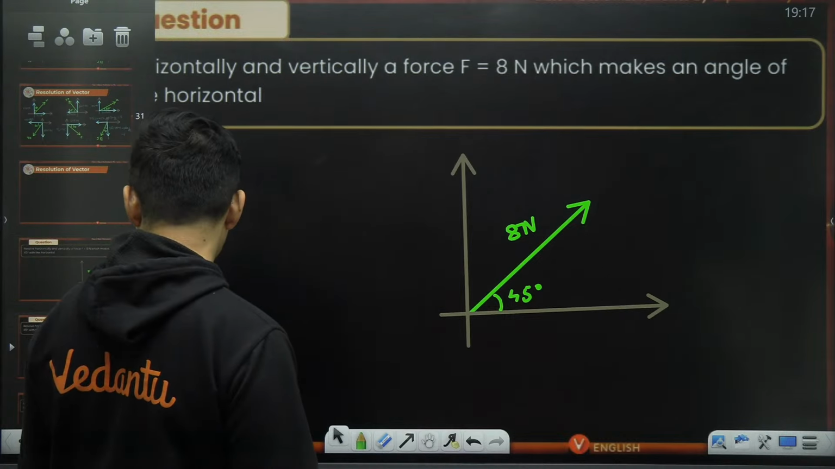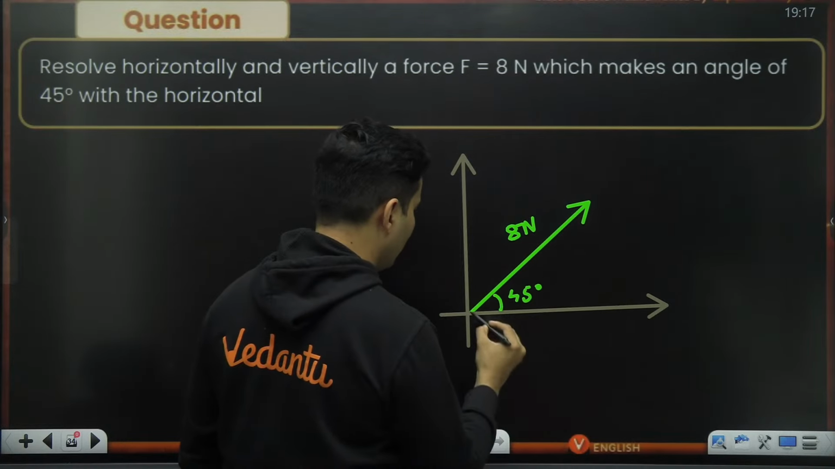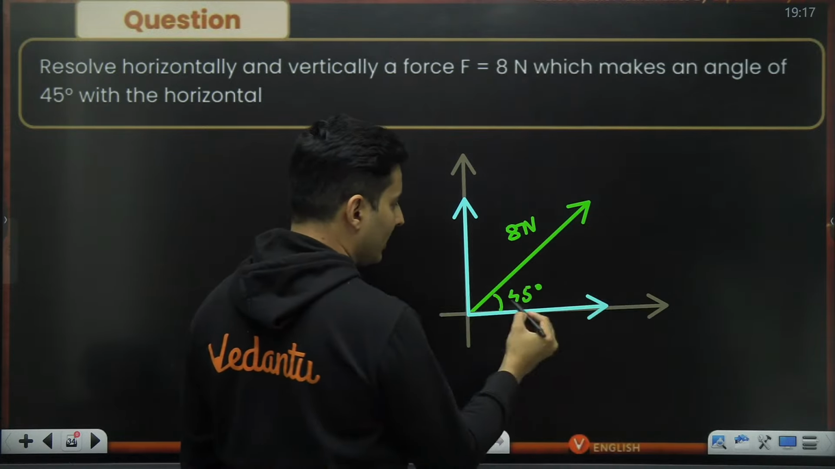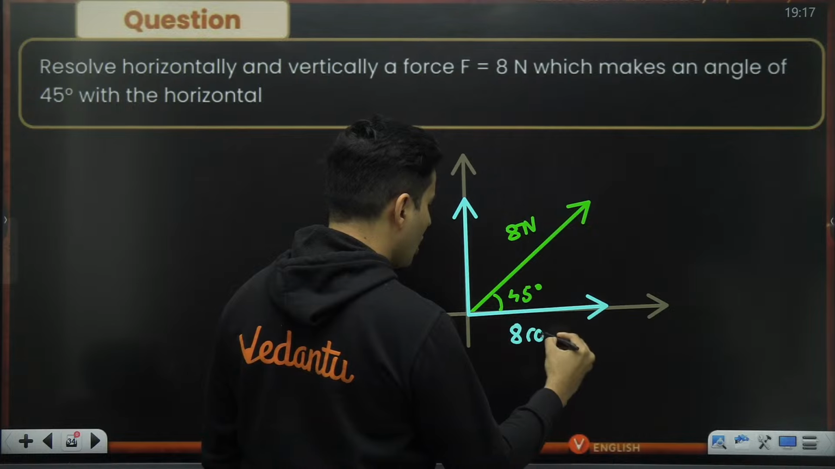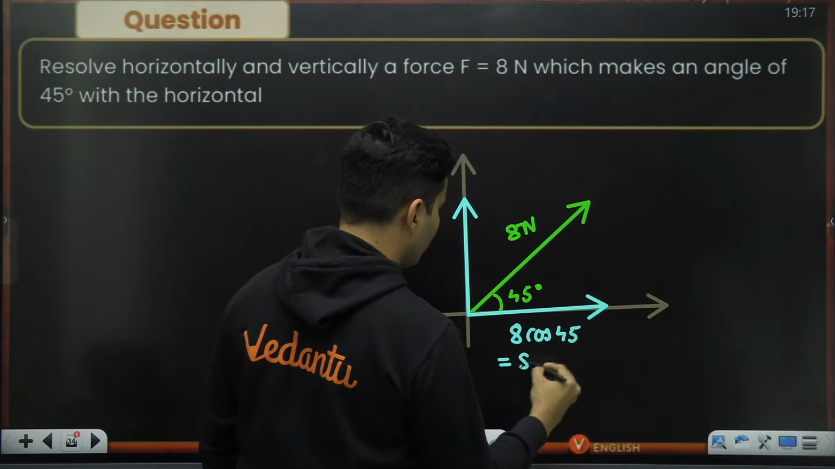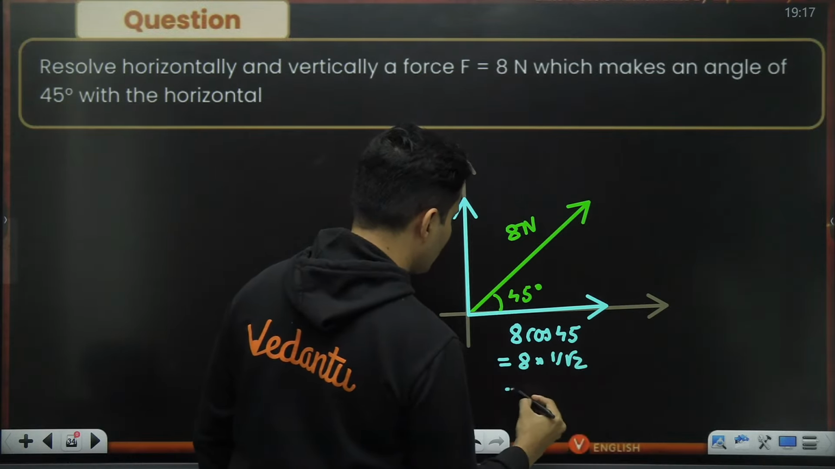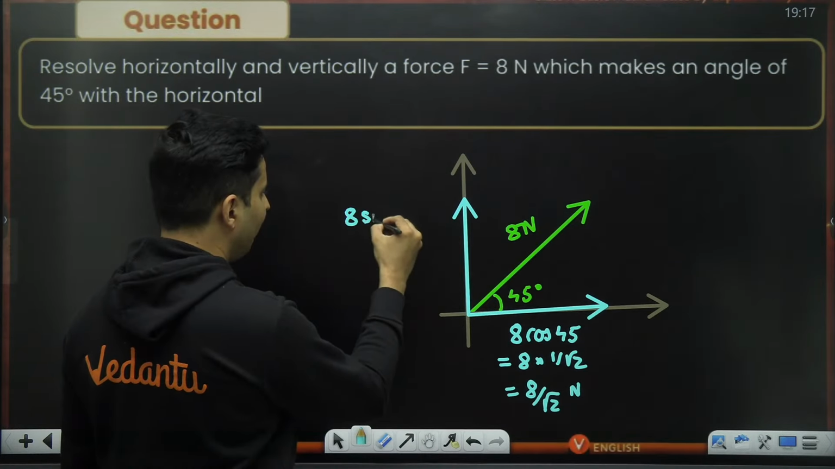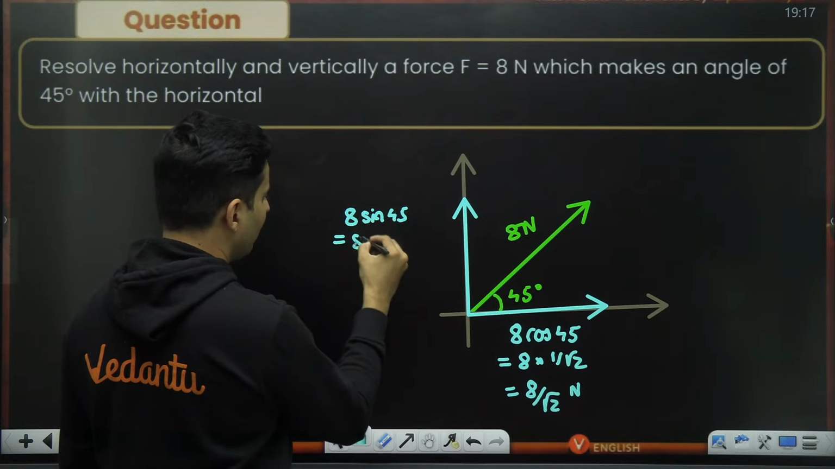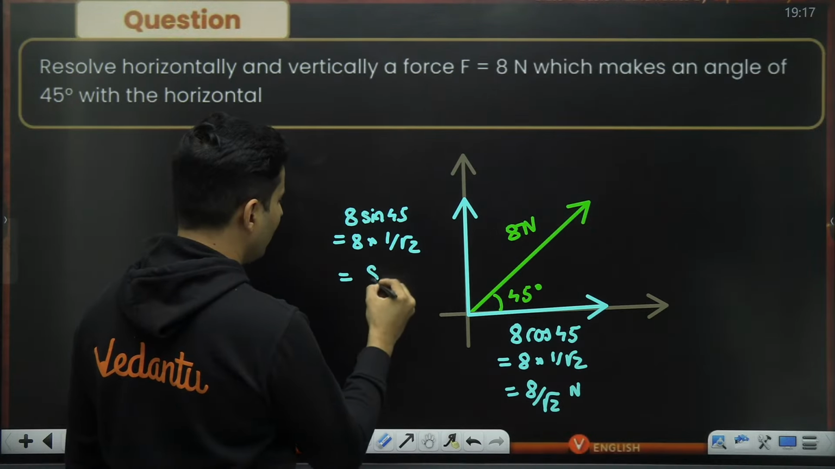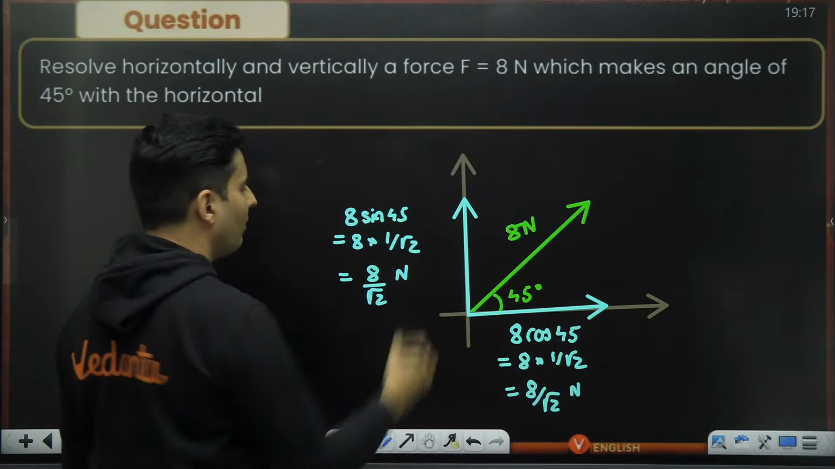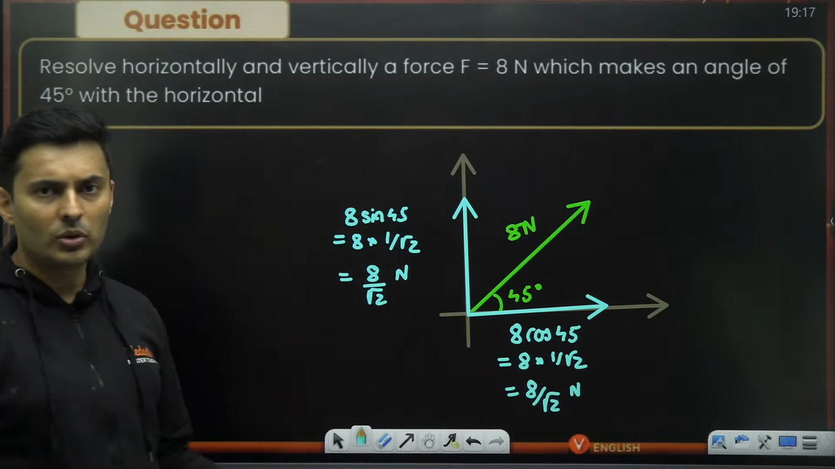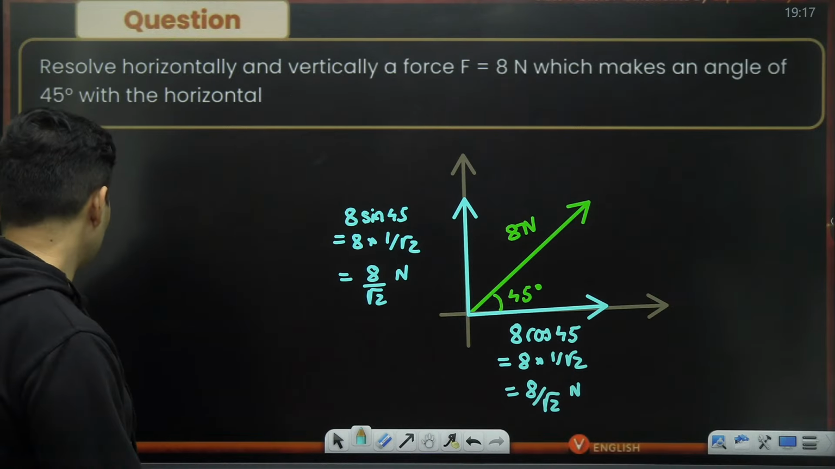So the next step, what will it be? Resolve the forces, meaning take a component like this and take a component like this. The one which is closer to the angle will be cos. So this will be 8 cos 45. Cos 45 means 1 by root 2. So hence this will be 8 by root 2 newtons. Far away means sine 45. Sine 45 means 1 by root 2. So hence it will be 8 by root 2 newtons in the y direction. So the x component is 8 by root 2. Y component is also 8 by root 2 newtons. So that is the answer to this question.